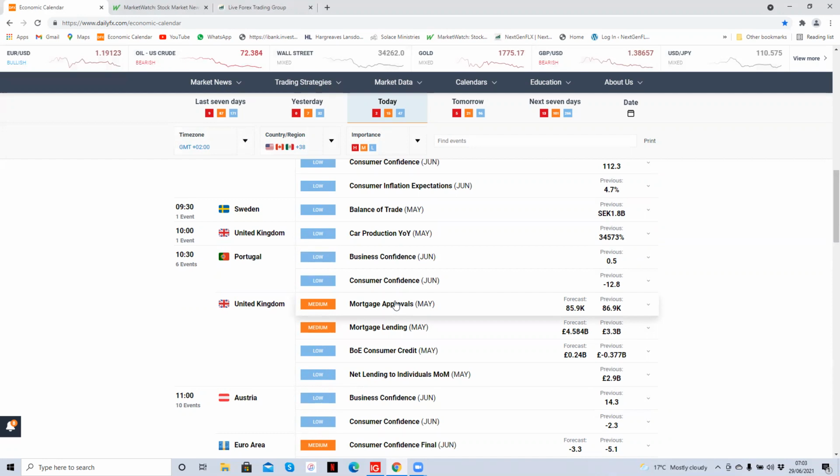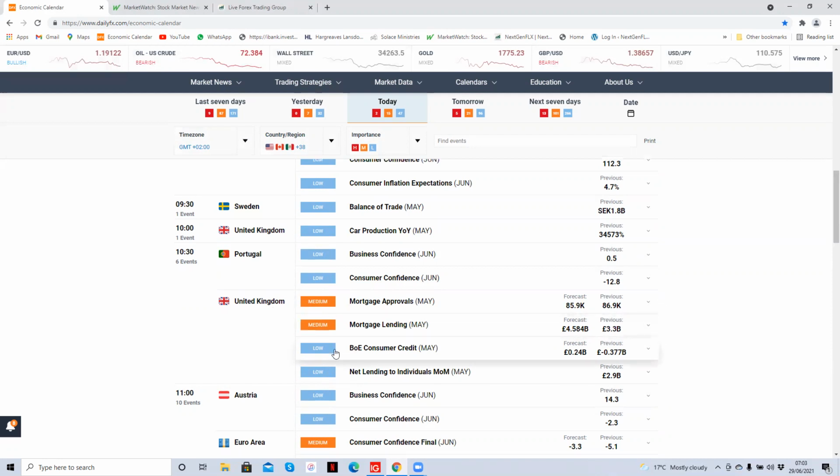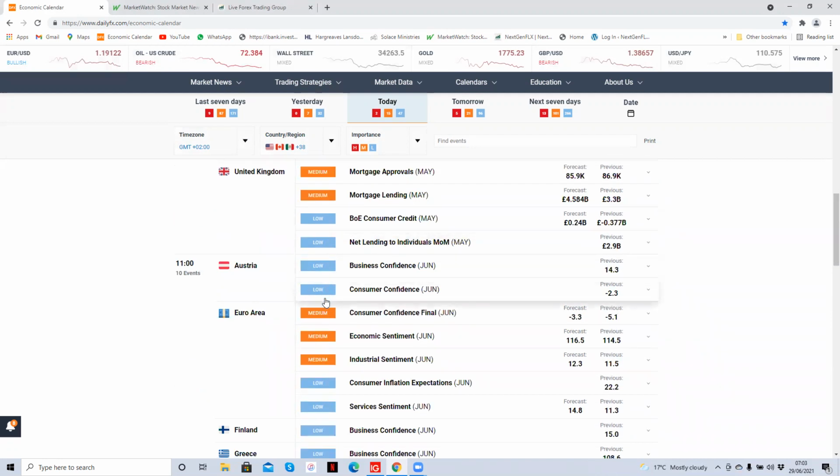That means the housing market is doing well. That means the economy is doing well. So again, that's another one to note. It won't stop us trading, but another one to note at 10:30, the UK mortgage approvals and mortgage lending, again relating to the housing market. Again, we can ignore reports of low importance.